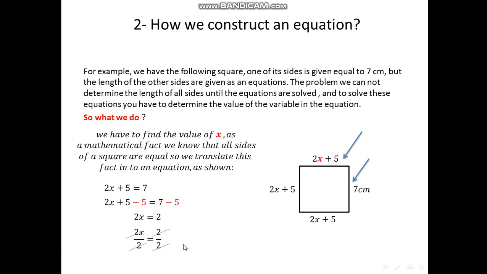So what happens now? 2 goes away with 2's, leaving me with x equal 1. So you substitute the value. Now we did find the value, it's enough. x equal 1, this is the value of x. You can substitute it here. 2 multiplied by 1 is 2, plus 5 equals 7. So it's equal to that one, clear. And this is also 7, and this is also 7. And it is true because we have a square, and all the sides must be equal to 7.